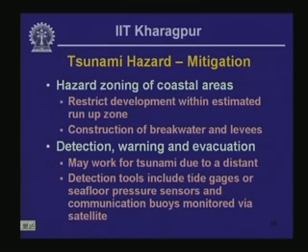Detection, warning and evacuation is the other part of the mitigation strategy. This may not work very well for near-site tsunamis. In this case, detection tools include tide gauges or seafloor pressure sensors, and they are connected through communication buoys to control rooms via satellites, and these control rooms typically issue tsunami warnings to the local governments for effecting the evacuation of the shoreline as the tsunami wave approaches.